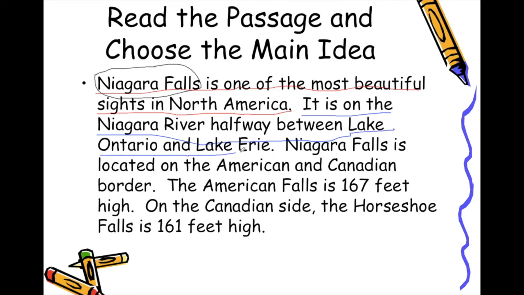My next sentence, the following one, would be Niagara Falls is located on the American and Canadian border. I would say that definitely falls in with it being one of the sights. It's describing it more, telling me a little bit about where it is. So again, I'm going to be underlining that blue. And the second last sentence says the American Falls is 167 feet high. Does that fall into Niagara Falls as one of the most beautiful sights in North America? I would say so, so that's going to get underlined as well. And then the final sentence is, on the Canadian side, the Horseshoe Falls is 161 feet high. That is still describing what it looks like. So again, we have circled our topic, our topic sentence is red, and all of our supporting details are blue.